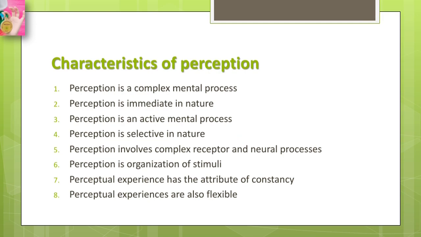Then the fourth point is that perception is selective in nature. Now, at a given moment, a multitude of stimuli stimulate our sense organs, but we do not perceive each and every stimulus. We take only a few of them into focus and perceive them clearly. Other stimuli are filtered out in the margin, which are either not perceived or perceived dimly. This process of selection is determined by several factors, and some of these relate to the stimulus characteristics, while some relate to personal factors of the perceiver.